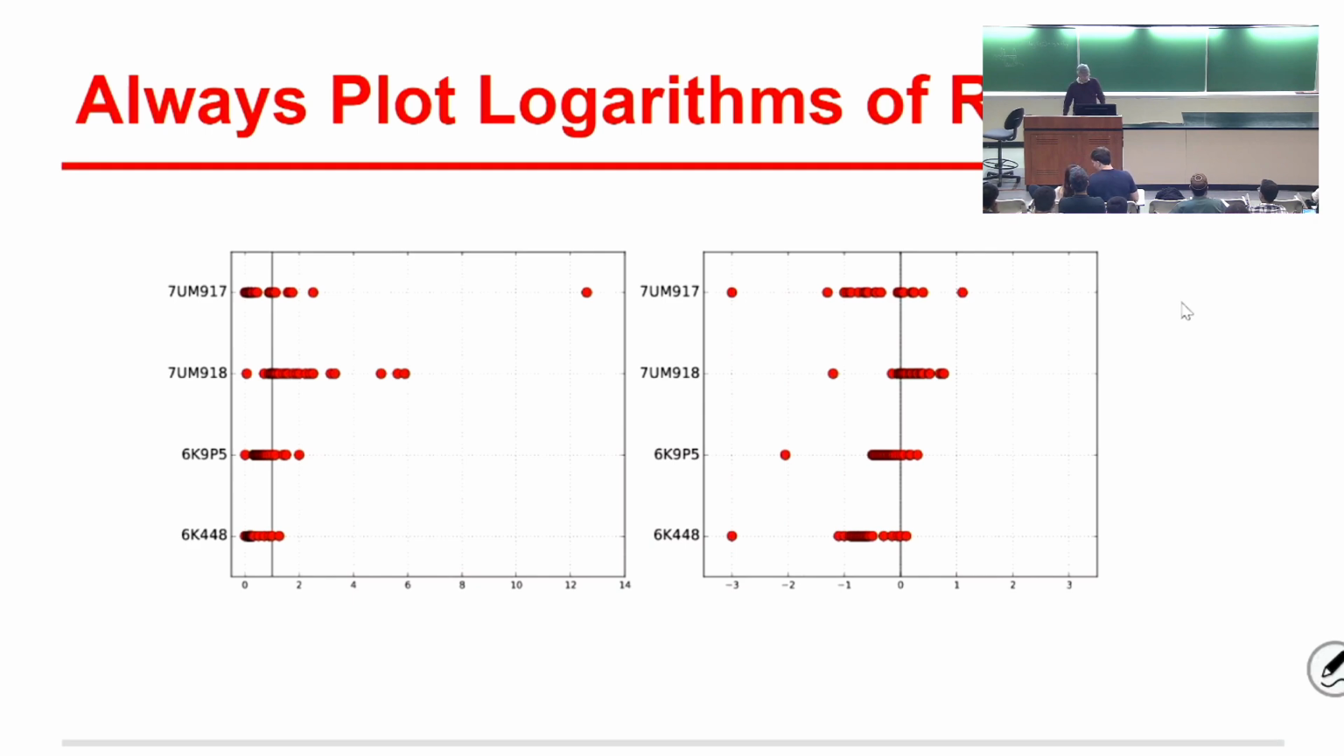So if you give a plot of ratios and it looks like this, where there's a lot of stuff on one side, you are committing some kind of a sin. Any questions about that? Okay.